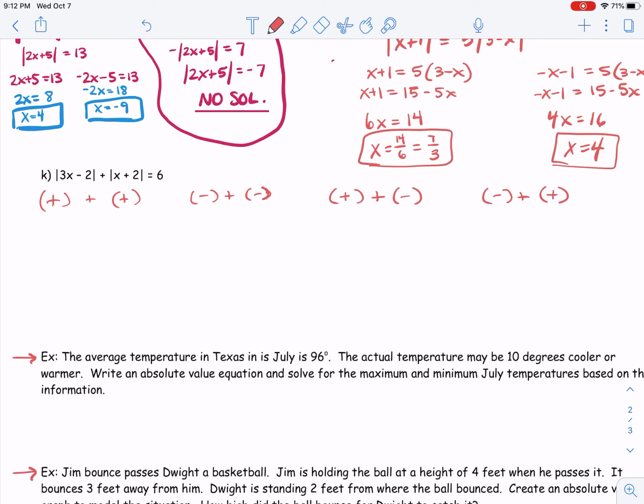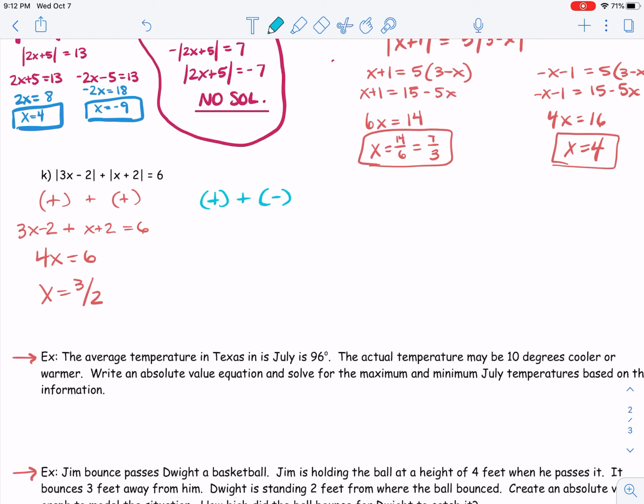So we have to do all four. So if I do positive, positive, that would be 3x minus 2 plus x plus 2 equals 6. Let me also change colors when I do these. So I'll do the first one in this pink. Okay? So I solve. I get 4x equaling 6, which means x is 3/2. Then we said we could also do positive, negative. So that would be 3x minus 2 plus negative x minus 2 equals 6. So that would be 2x minus 4 equals 6, which means 2x equals 10, which means x is 5.